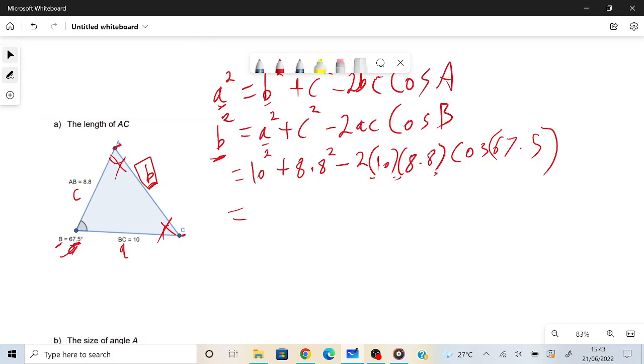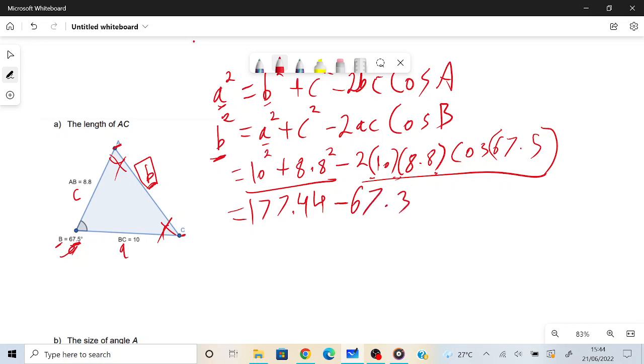So what I tend to do is I do the calculation of this side first and then this side and then subtract this by this. So let's do 10 squared plus 8.8 squared first. That gives 177.44 minus, so 2 times 10 times 8.8 times cos 67.5. This gives minus 67.35284.